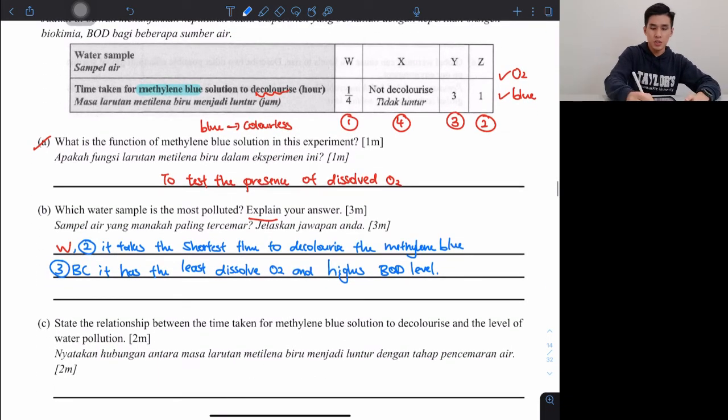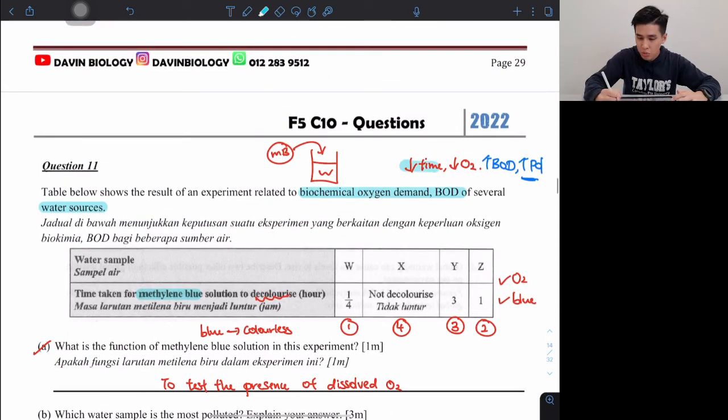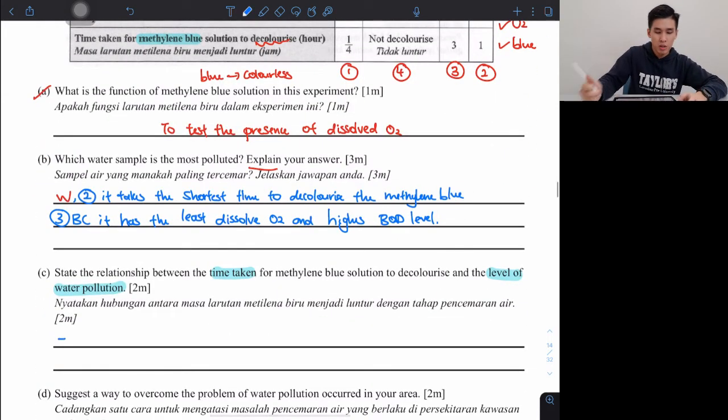State the relationship between time taken for methylene blue solution to decolorize and the level of water pollution. It's like the same thing again. So now they want time and pollution. So we already have it here. Shorter the time taken, higher the pollution level. So that's what you have to say. So in bio, state relationship, you don't need like physics, what inversely proportional, directly proportional. No. You just explain it out in words. Shorter the time taken, higher the level of pollution. So you should be able to do yourself, just like copy on it.